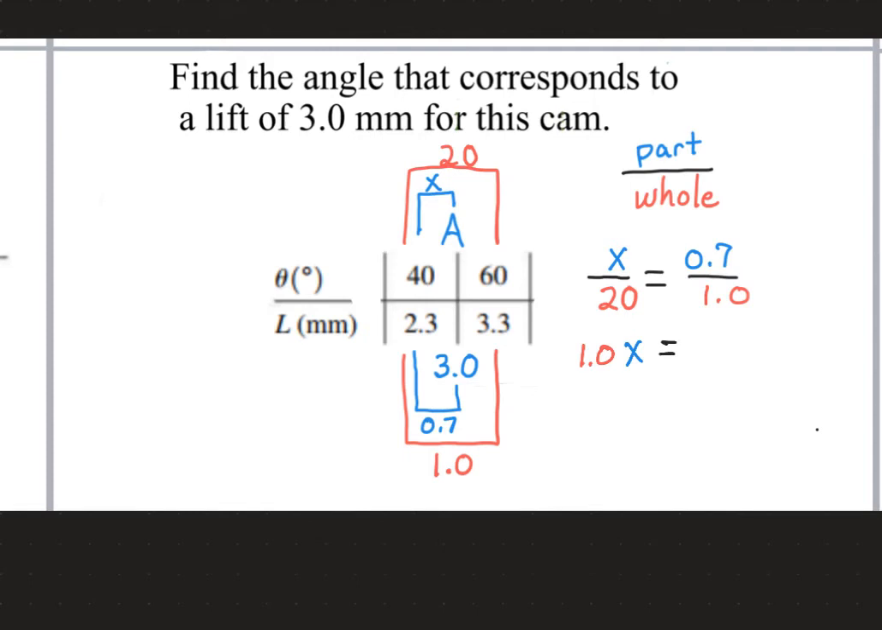Equals 20 times 0.7. So x equals 14. So now we take 40 and add our 14 to it to get 54 degrees. That is the angle that corresponds to a lift of 3.0 millimeters for this cam.